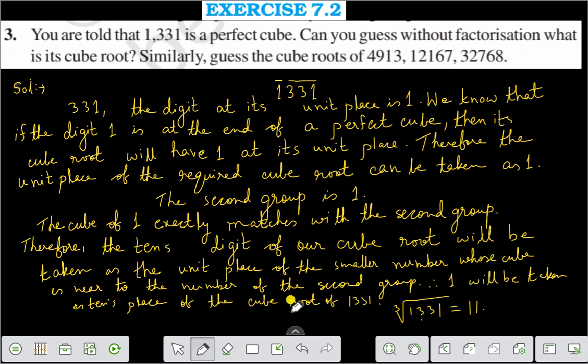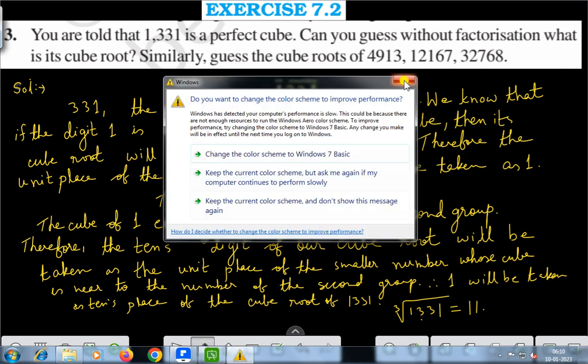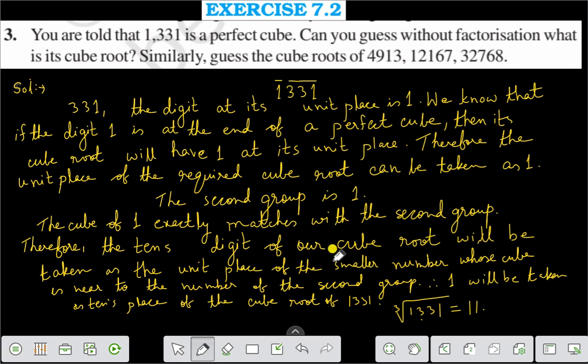Now, similarly, guess the cube roots of 4913 and 12167, 32768. Let us find the second group.